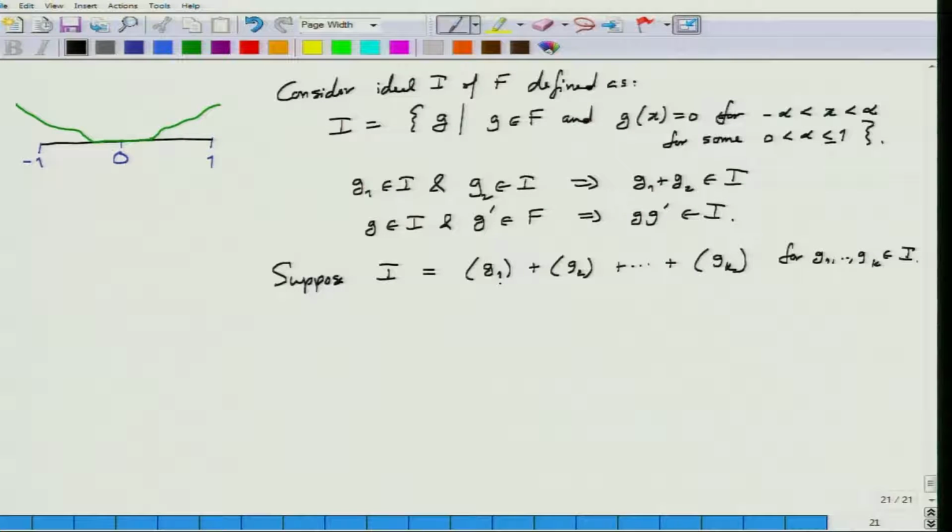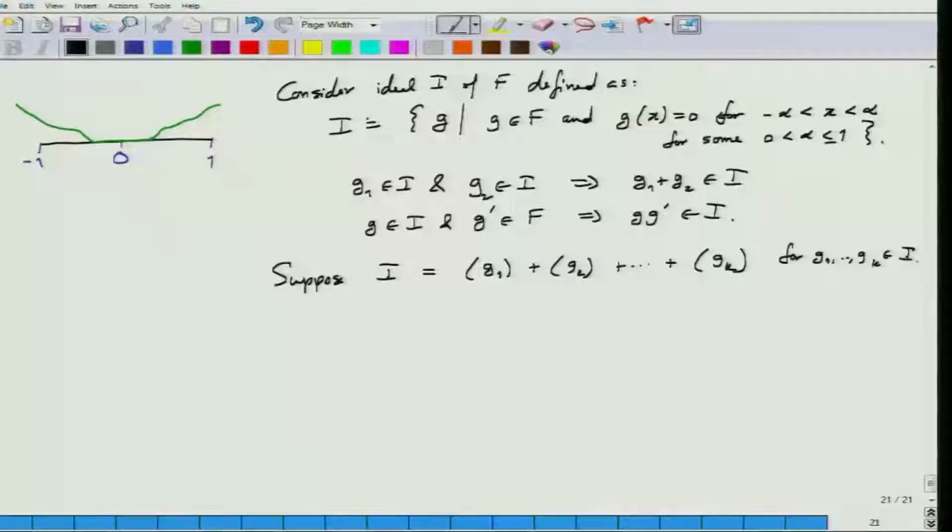Then look at this: there is an interval on which G1 vanishes. There is an interval on which G2 vanishes. There is an interval on which each one of them vanishes. Take the intersection of all those intervals and halve it, cut it down by half or reduce it further, basically. Now define a continuous map which is 0 only on that reduced interval and non-zero everywhere else. There will exist such a map in F, and that map will be in I also.